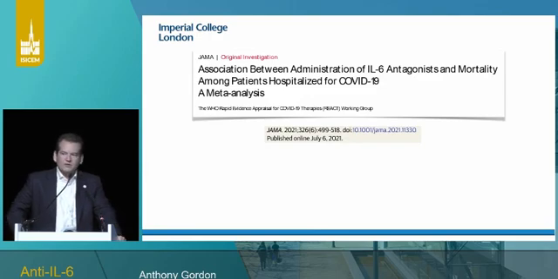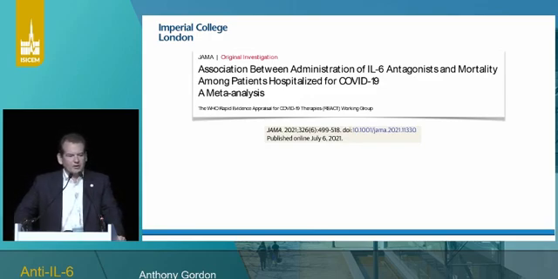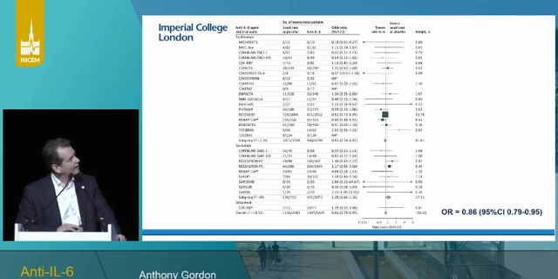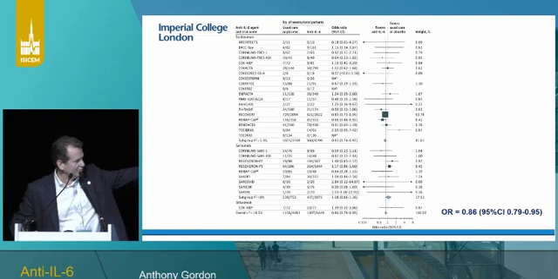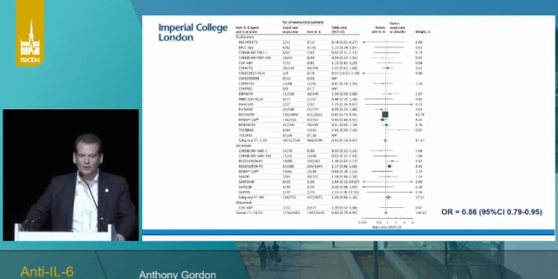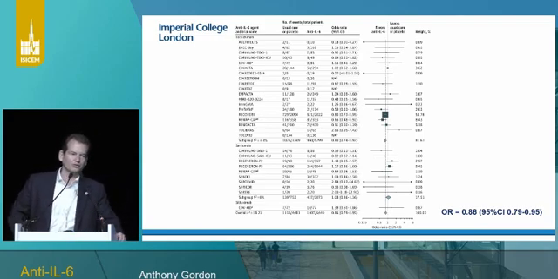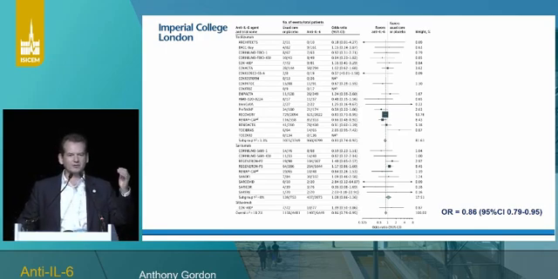And of course, this evidence has all been brought together in a prospective meta-analysis, where a number of investigators agreed to share their data, and it came out in JAMA in July. Basically, all of the studies that would agree to share the data are included here, and in case you can't read the bottom text, I've enlarged it: odds ratio of 0.86 with confidence intervals clearly below 1, showing that when you look at all of these IL-6 inhibitors, there is an effect on 28-day mortality.